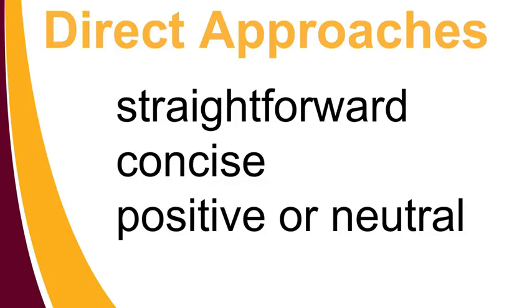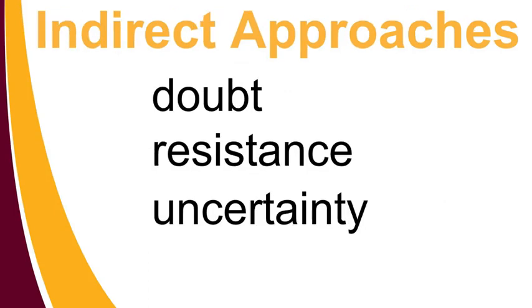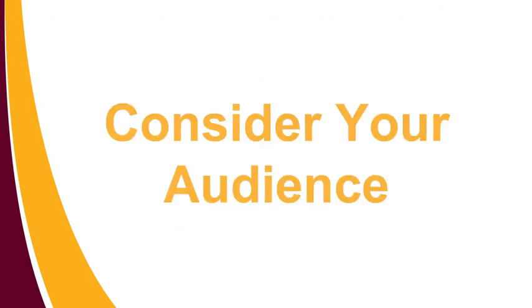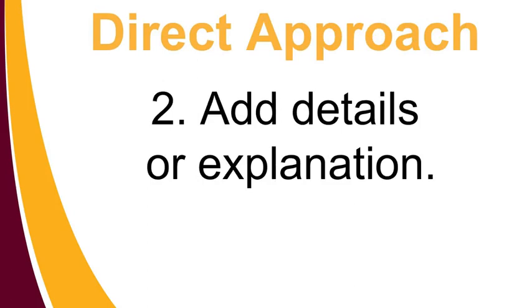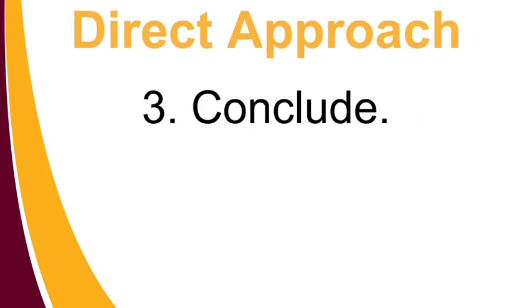Direct approaches are straightforward, concise, and give positive or neutral news. Indirect approaches are used when your message may cause doubt, resistance, or you don't know how it will be received. Consider your audience when deciding indirect or direct. Follow this format for direct approaches. 1. Start with the news. 2. Add details or explanation. And 3. Conclude. Stay tuned for the next lesson where we explore the indirect approach in much more detail.